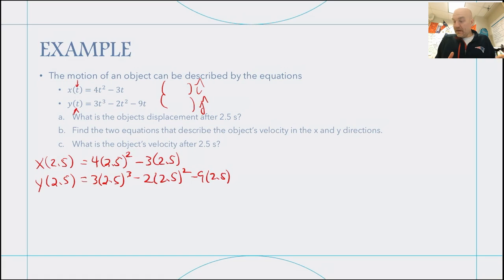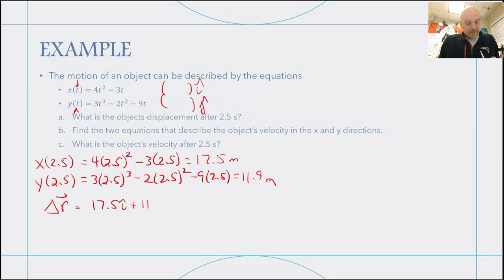All right, so when I plug it in, I end up with 17.5 meters and I end up with 11.9 meters. So if I want to write this as our displacement, which is our position vector, it's going to be 17.5 i hat plus 11.9 j hat meters.